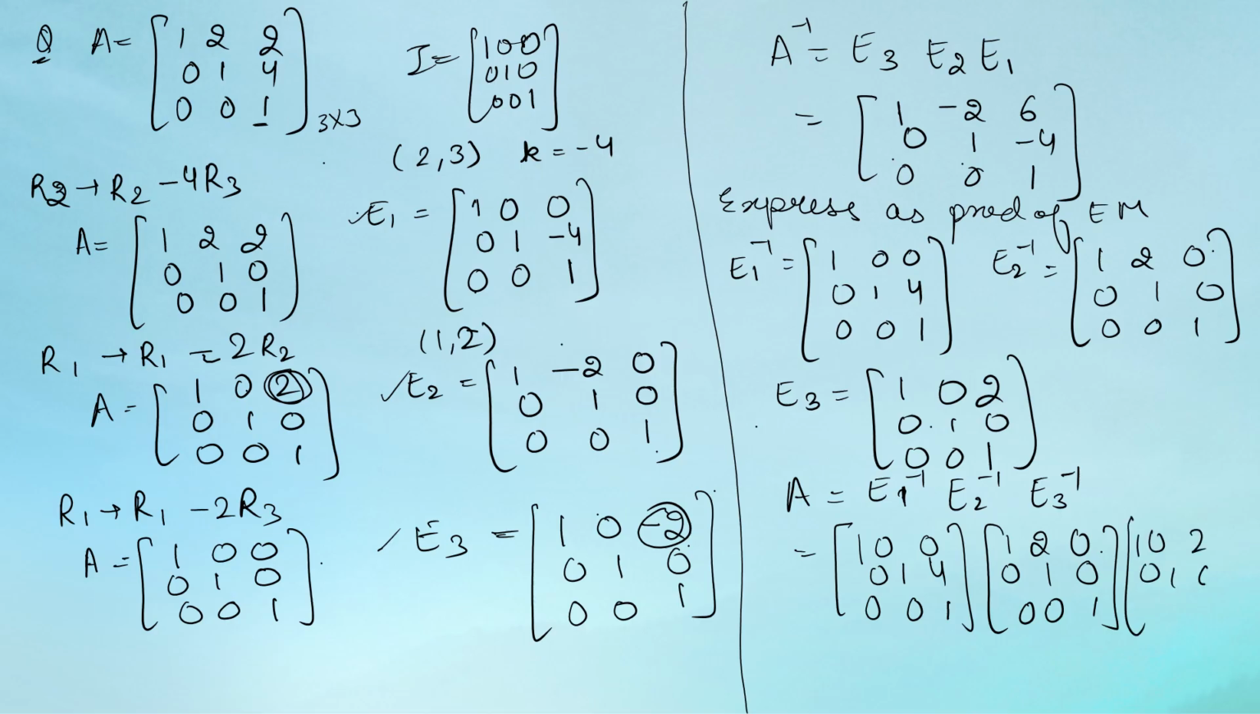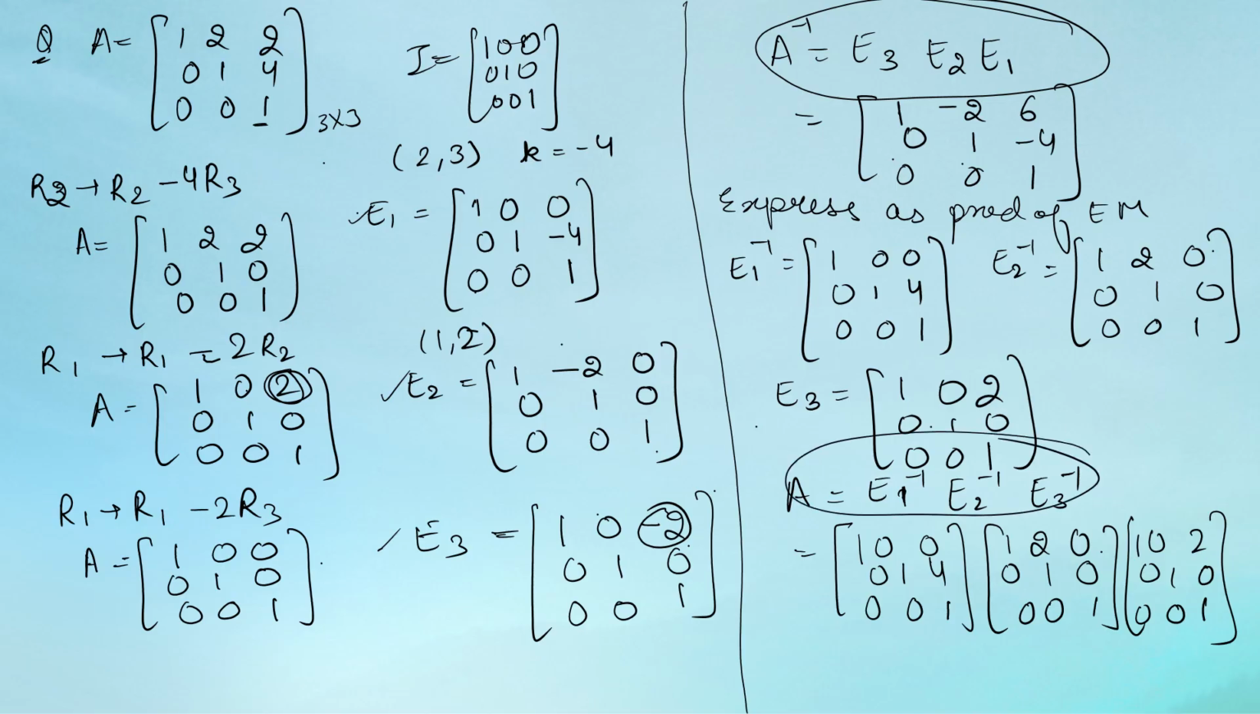0, 1, 0, 0, 0, 1. This is your answer. So this was one formula and this was one formula. The difference in the questions was that you had to find the inverse using the inverse of a matrix, and here you had to express it as a product of your elementary matrices. I hope this is clear.